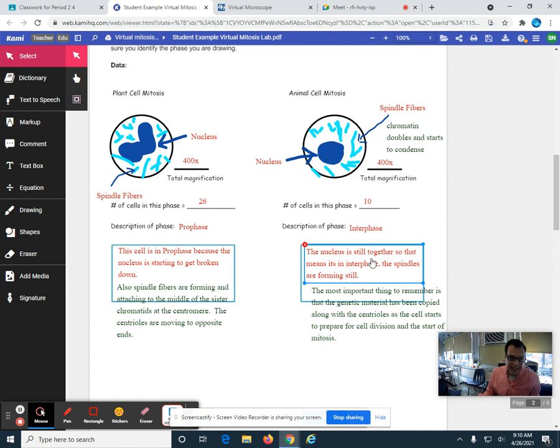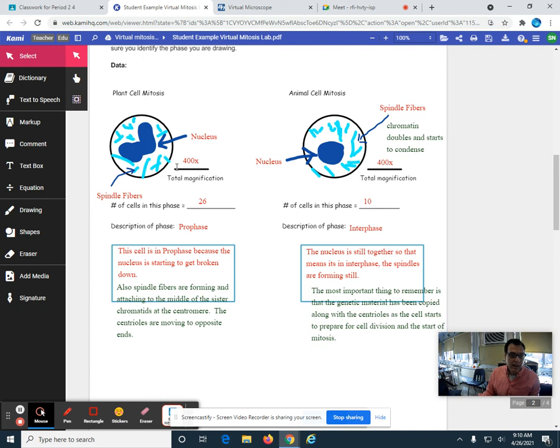Okay? In interphase, they wrote a cell in interphase, identified it, and they wrote that the nucleus is still together, so that means it's in interphase, the spindles are still forming. In addition, it's important to remember that genetic material gets copied at the end of interphase, and the centrioles are starting to move to opposite ends, preparing for the first stage of mitosis and cell division.